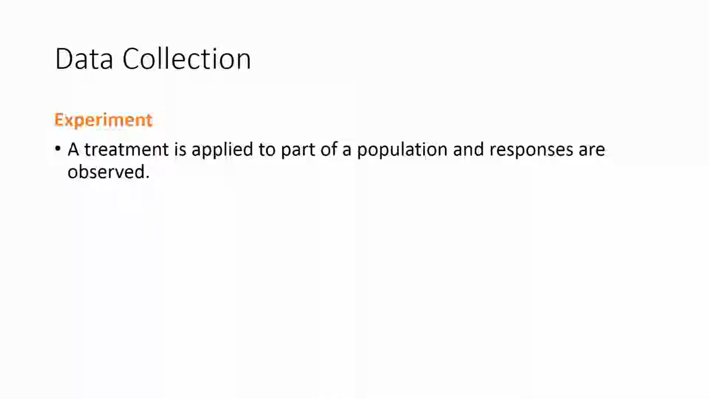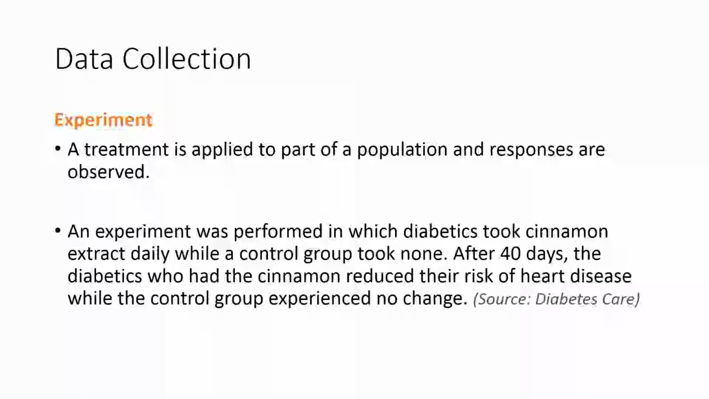An experiment is when you actually apply a treatment to some part of your population you're looking at. So for example, an experiment where you look at the impact of cinnamon on diabetics, where you have a control group where some take no cinnamon pills, and then another group that does, and then after 40 days you look to see who has a lower risk of heart disease, and see if that's different than just your control group. So that's an experiment. You're giving some people a pill and seeing what happens.